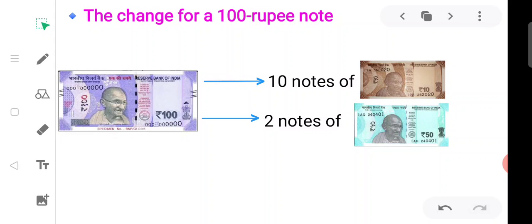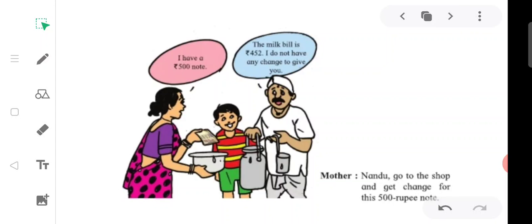Now let us see one example. See here, a milkman gives milk, and then he gives a bill because he doesn't take money on a daily basis. So he gave a bill on a monthly basis, and he gave a bill of 452 rupees to the lady. She says she has a 500 rupee note. She doesn't have change.